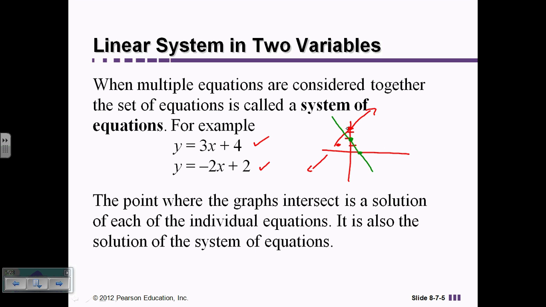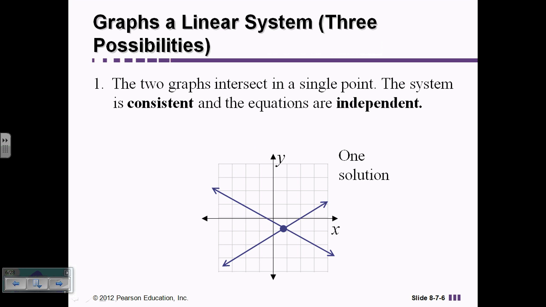And those two graphs are intersecting at this point right here. And that's what we call the solution to the graph. And that's what we're trying to find with these problems: where do the two equations cross? What is their solution? So the example that we just talked about briefly is something like this, where there's going to be one solution. This is called a consistent equation, and it's independent, and there is one solution. The two lines will cross, and they cross at one point.